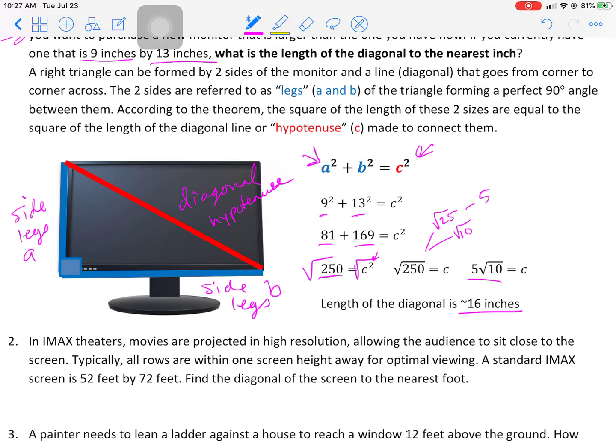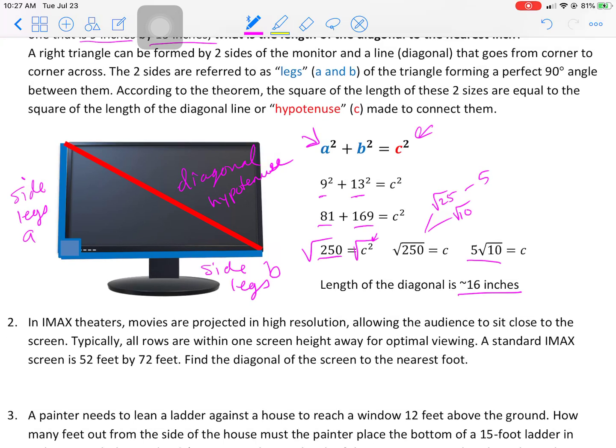And they do round. When you go to pick one out, whether it's TVs or computer monitors, it is a rounded number that you're getting. It's not exact, any of them. Okay, so it's good to know. All right, so let's try this again.